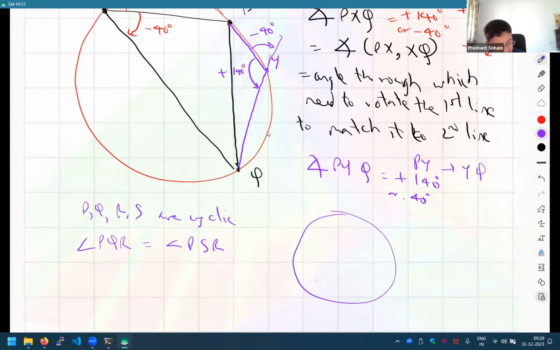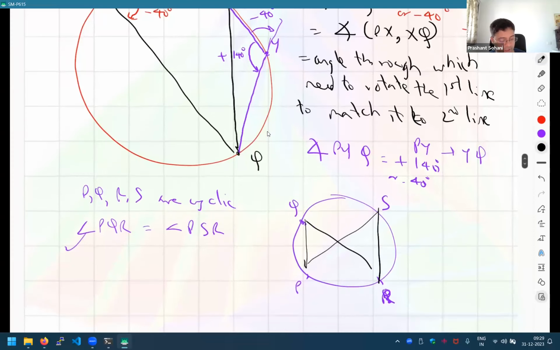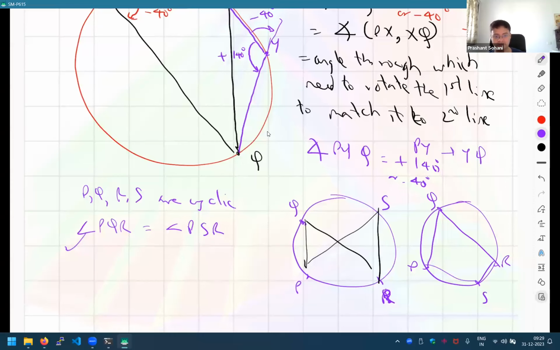Like if the diagram is like this, that PR is here and QS is here, then this statement is true, because PQR is really equal to PSR. But if I don't know the order of the points, what if the order of the points is reversed, that PR is here and Q and S are like this? So now it's no longer the case that PQR is equal to PSR, because in normal angles, the angle now becomes supplementary.